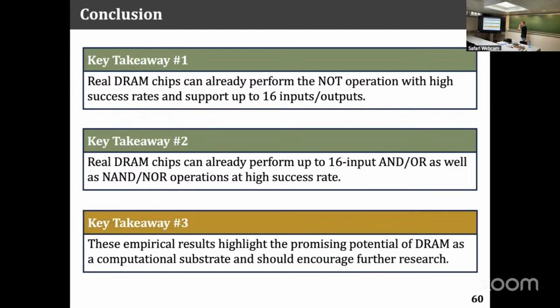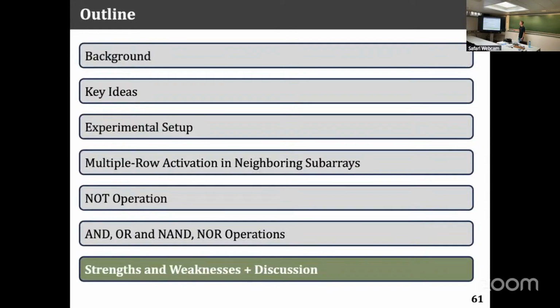So in conclusion, I would say the results in the paper are very promising and show that we can actually use DRAM as a compute substrate already today, and that manufacturers have to do a bit of a job to make it more reliable, but the core ideas are already working. So that was basically the paper review. So let's go on to some of the strengths and weaknesses of the paper, and then go on to the discussion.